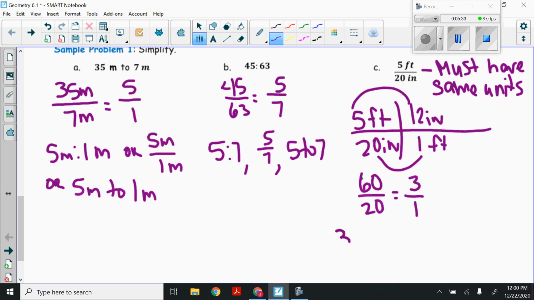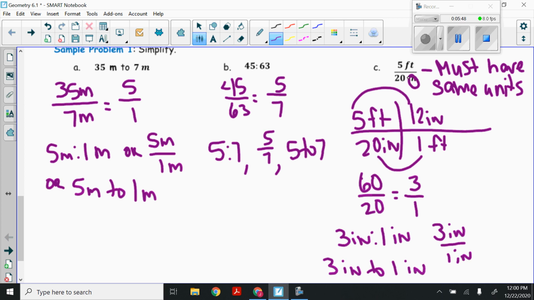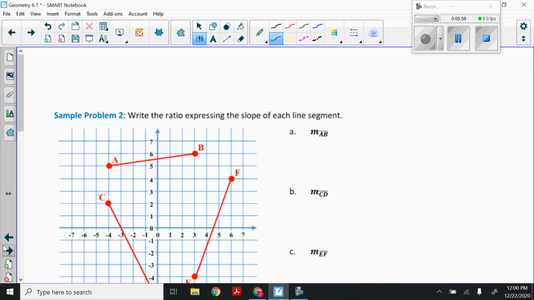So I could say this is 3 inches to 1 inch. I could say 3 inches over 1 inch, or 3 inches to 1 inch. We go with our smaller units. Okay, so we turned the feet into inches. We always want to keep our smaller units there. All right, let's go to the back of this page.